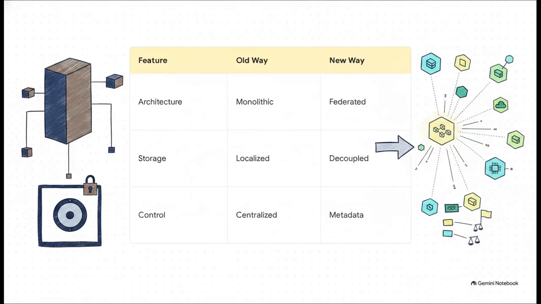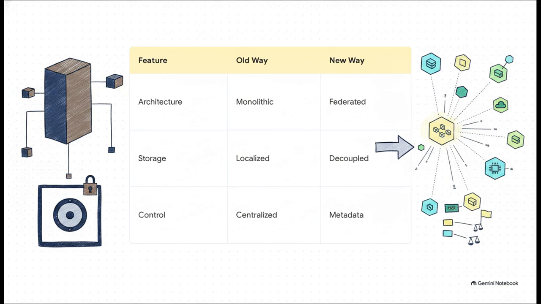Let's take a look at how this fundamentally changes our systems. The old way relied heavily on monolithic, centralized platforms and localized storage, which honestly are incredibly rigid. The new way completely flips the script by using federated architectures. By decoupling data, metadata, and compute, you gain this incredible flexibility. You can actually move workloads instead of moving the data itself.